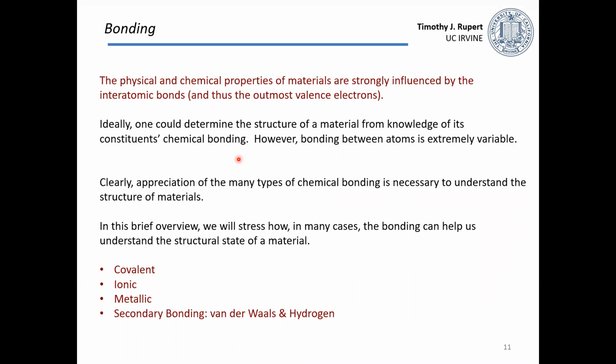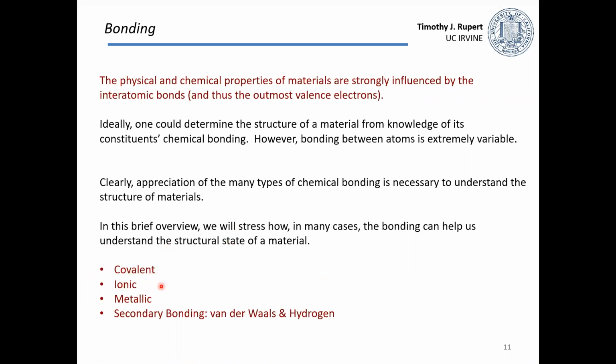We're also going to start digging into bonding. So many of the physical and chemical properties of the materials we care about are determined by their interatomic bonds. And generally, we're going to talk about a few different types of bonds. So we'll talk about covalent and ionic bonding.